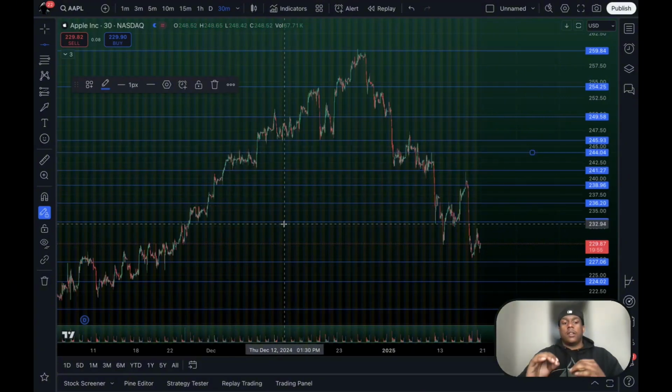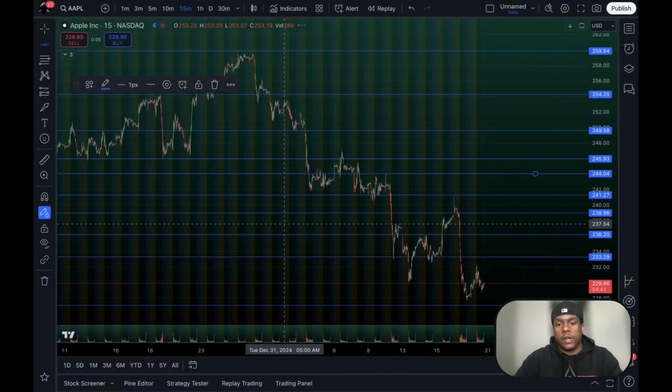And so y'all should see the gist of it now, right? You're starting from the higher time frames and then you're working your way down. I'll start on the 4 hour, then I go down to the 1 hour, then I go down to the 30 or the 15. And actually, let's go down to the 15 now after doing the 30, right?